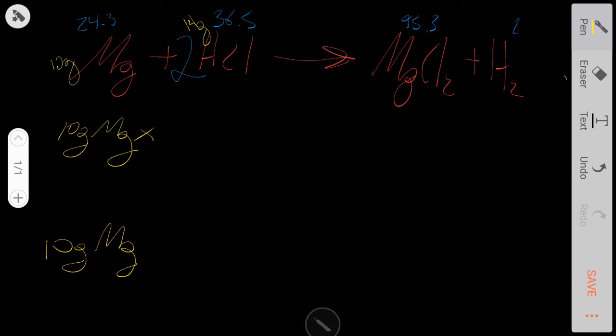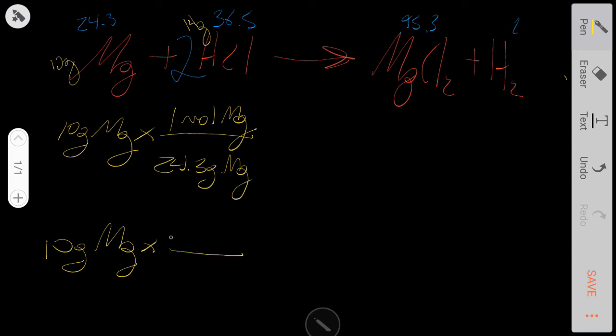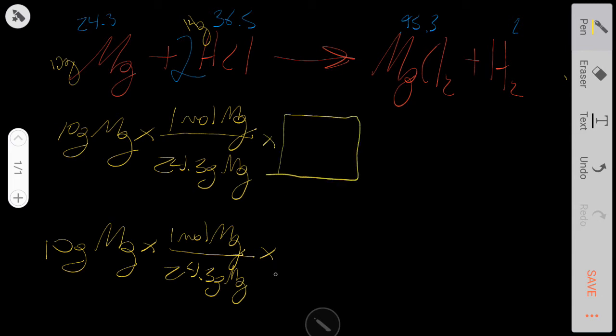Cool. So all you have to do is set up your problems the same way we've been doing. I've got 10 grams of Mg. Convert that to moles. And to get to moles, I have to get rid of grams, so that's going to be 24.3 grams Mg. And we're going to do the same thing on the bottom. All right. Now I'm going to get to my ratio part.